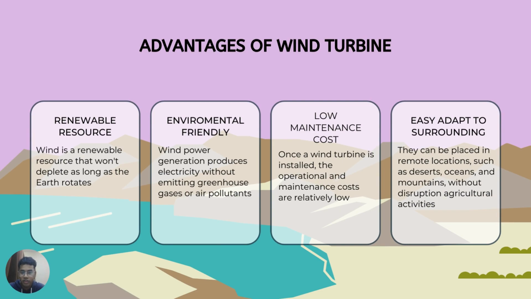The advantages of the wind turbine: first is that it is a renewable resource. Wind is a renewable resource that won't deplete as long as the earth rotates. Then the wind power generator produces electricity without emitting greenhouse gases or air pollutants. Then once a wind turbine is installed, the operational and maintenance costs are relatively low compared to the installation cost. Then it is easy to adapt to the surroundings. They can be placed at remote locations such as deserts, oceans, and mountains without disrupting agricultural activities.